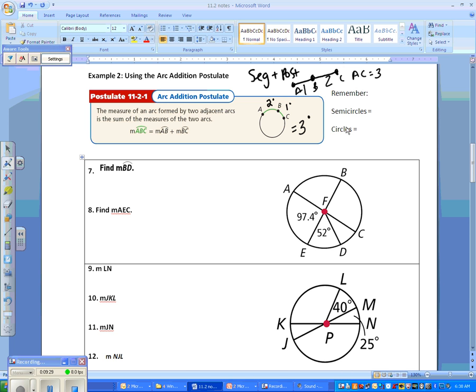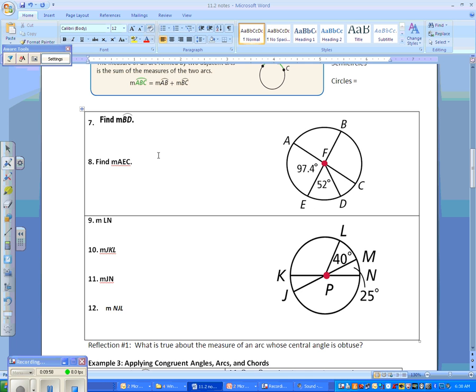Something really important to remember, semicircles. So if you have half of a circle, and again, they have to tell you that this is a diameter, so it could look something like this. This is always going to be 180 degrees. If you have a whole circle, it's going to equal 360 degrees. And that'll help you guys out sometimes. Sometimes it's easier to look at circles and semicircles and not adding up different parts of the arc.